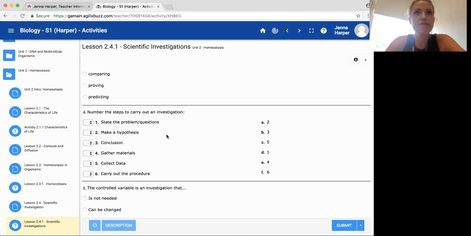The next thing is I have to make a hypothesis, which is my predicted answer for how many M&Ms are in that bag. A lot of people think my hypothesis has to be correct. That is not true. A hypothesis must just be testable, okay? So number 1 is state the problem and the question. That would be D because it is 1.